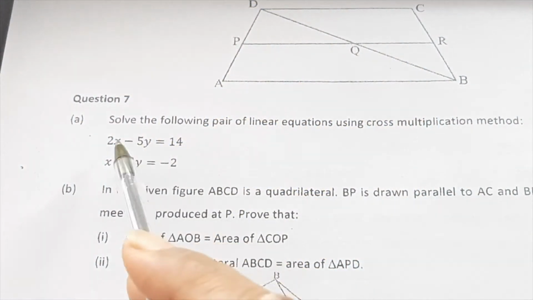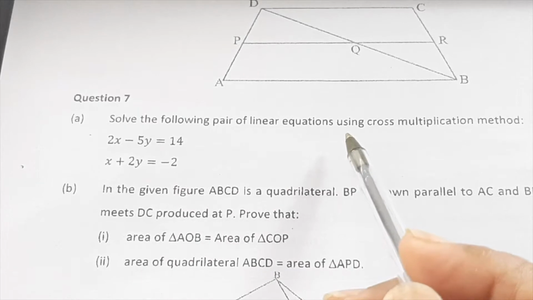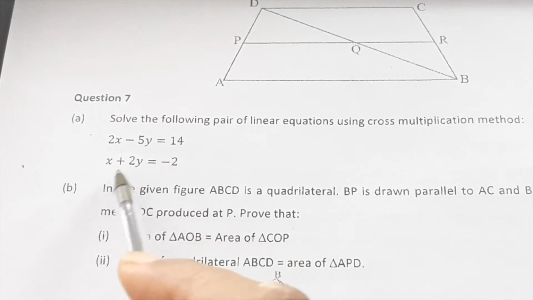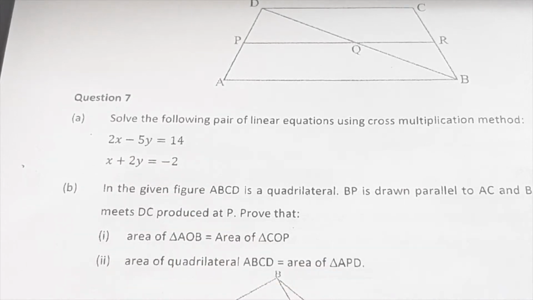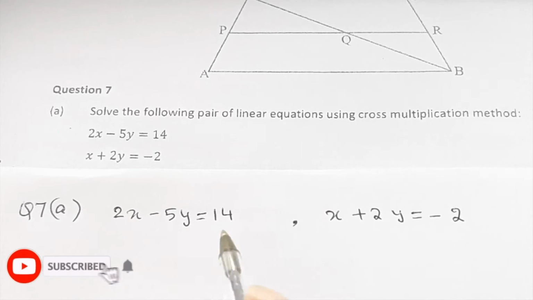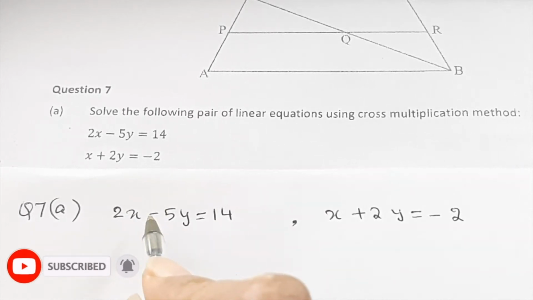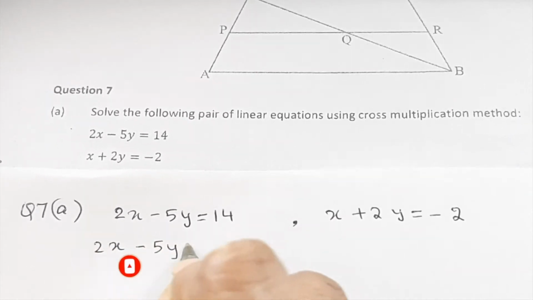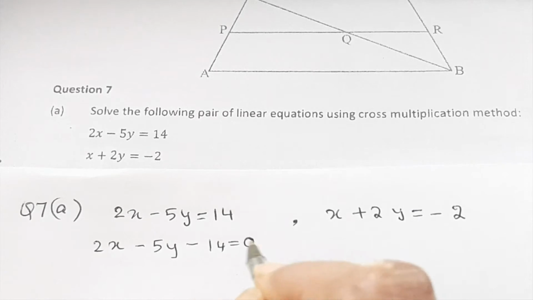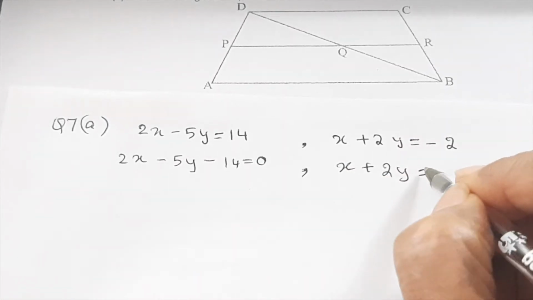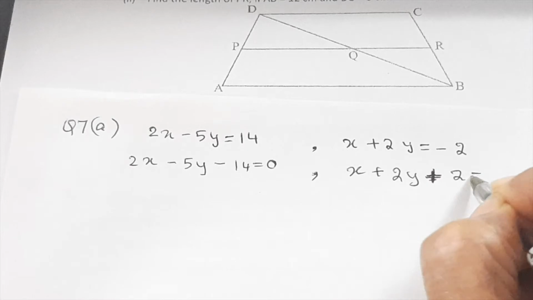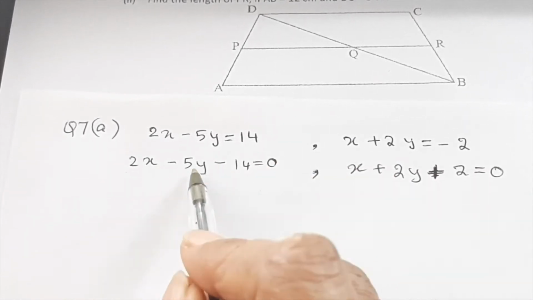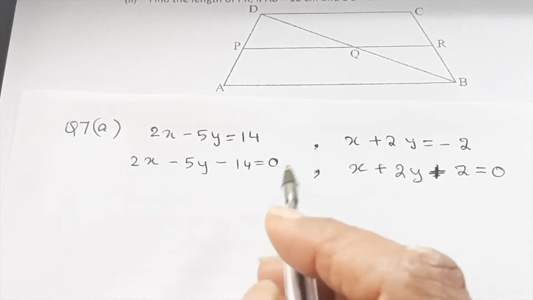Question number 7A. Solve the following pair of linear equations using the cross multiplication method, and here we have the two equations. Let us solve them. For the cross multiplication method, we have to bring all the terms to the left hand side and make it 2x minus 5y minus 14 equal to 0. The second equation also, x plus 2y plus 2 will be equal to 0. So remember to convert this into ax plus by plus c equal to 0 in that format.